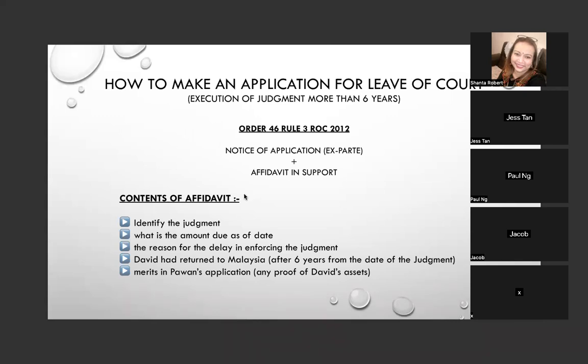So what are the contents of the affidavit itself? First, you have to identify the judgment itself. When was the date and what is the cause of action? You have to briefly tell the judge. And what is the amount due as of date?